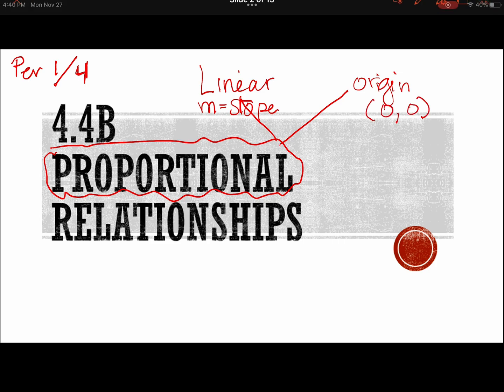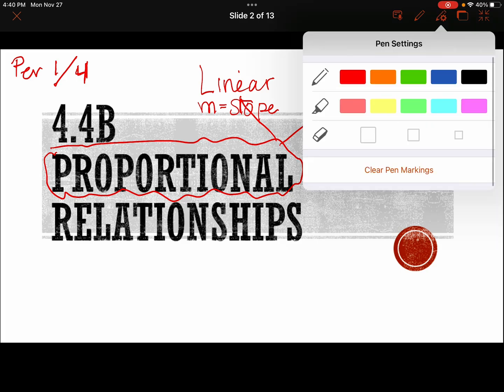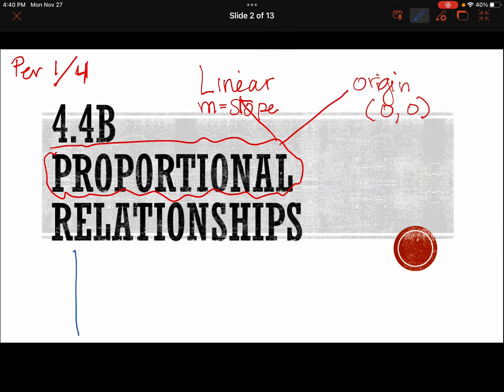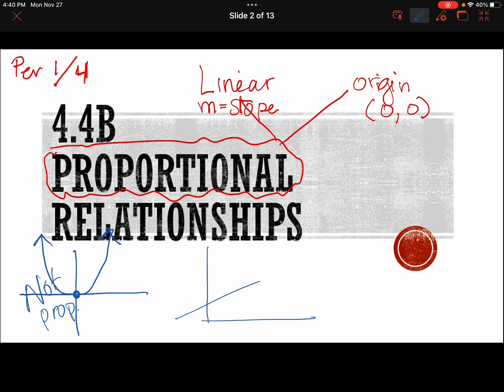So one of the things that could happen on your unit test is I could give you lots of pictures and say, is this a function? Is this linear? Is it discrete? Is it continuous? Is it proportional? So this would be an example of something that's through the origin but not linear. So this would not be proportional. Here's an example of a line that's linear, but it doesn't go through the origin. So this is not proportional.